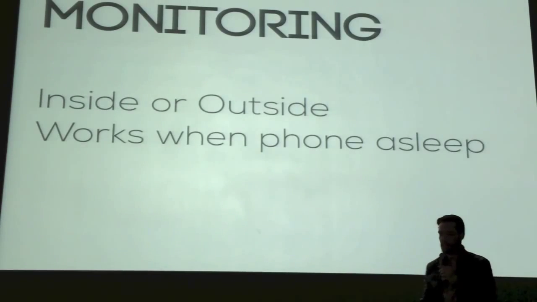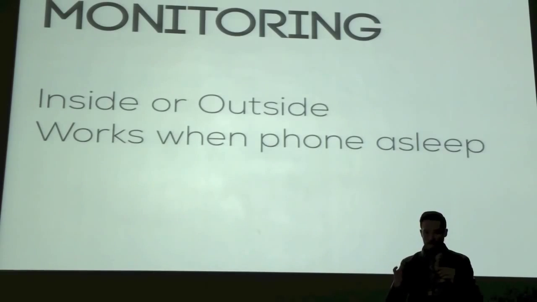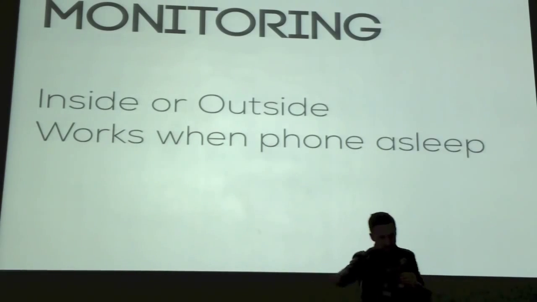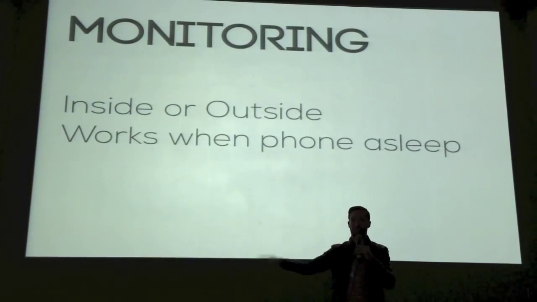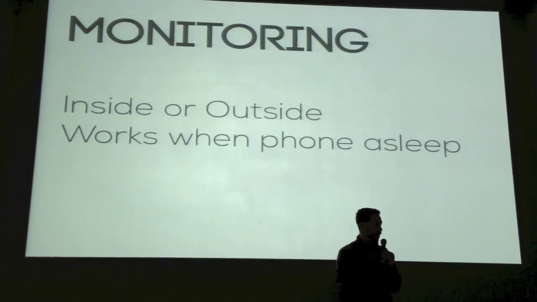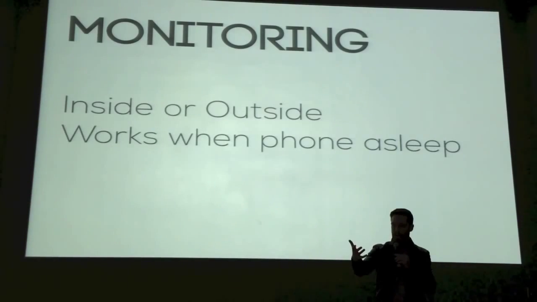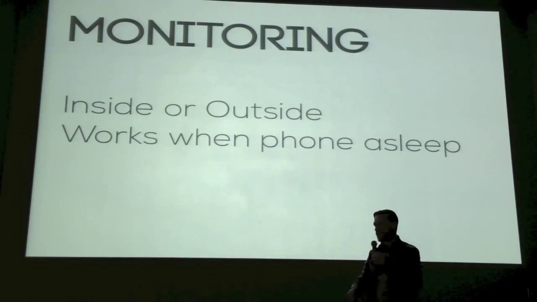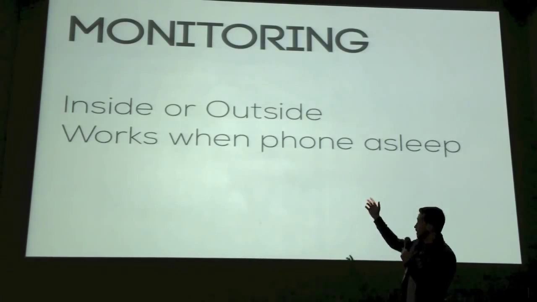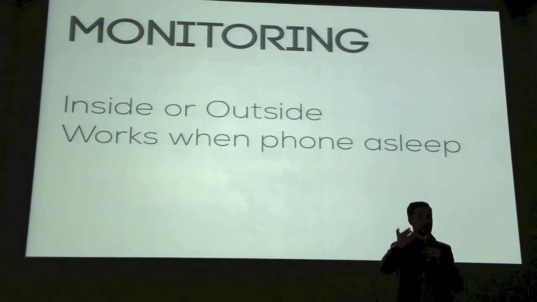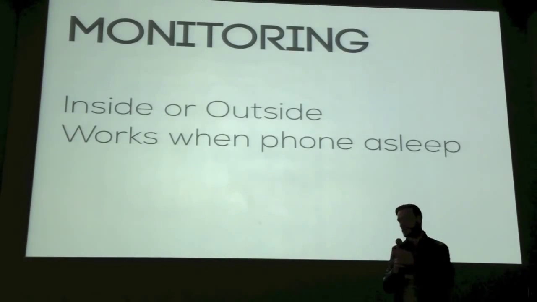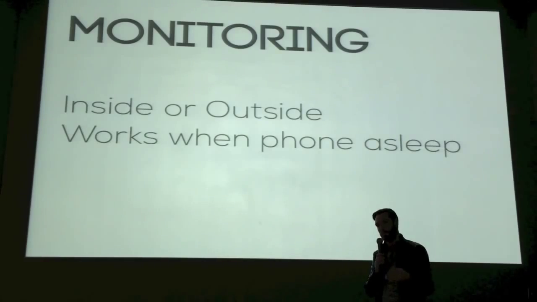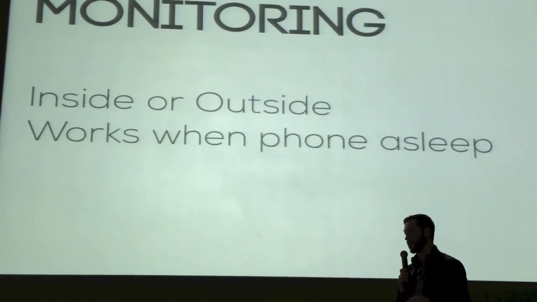Monitoring is basically like, am I inside the region? Am I inside of this radius or not? It's just kind of a yes or no thing. So when your device is running and it's monitoring, it's just saying, okay, am I inside of the region or not? That's it. This works when your phone is asleep. Let's say you just hit the button on top and make the screen go blank. Your phone is still monitoring to see if it's inside of that region or not.